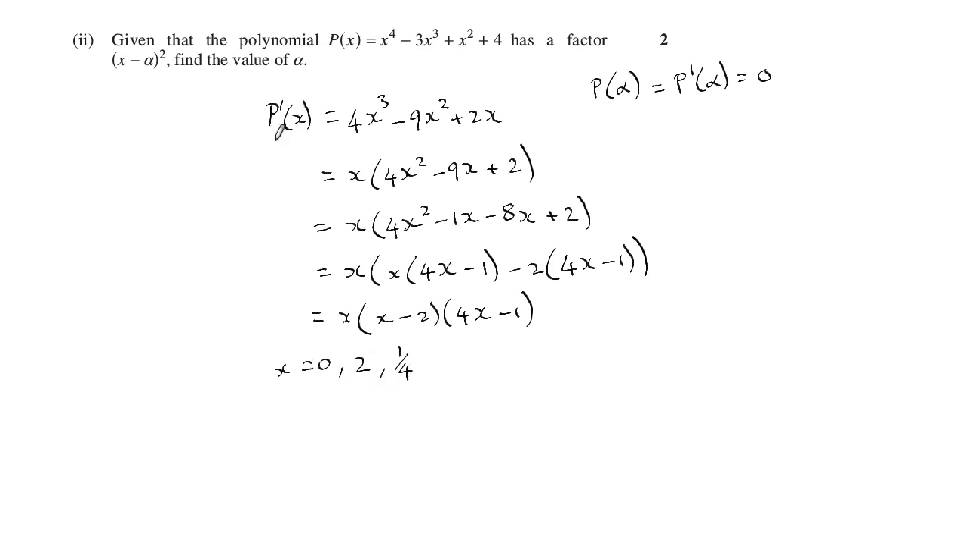So we just need to see which one is also a root of the original function. So let's try p of 0. If we plug 0 in, all of that bit is 0, and then it's just 4. So that one doesn't work. That can't be our alpha. Let's try 2. So that'll make 16 minus 24 plus 4 plus 4. That actually makes 0. So that will be our alpha. And I'm not sure what a quarter makes if you plug it in there, but you can see that it's not 0. I would just do that on the calculator. So that's our answer.